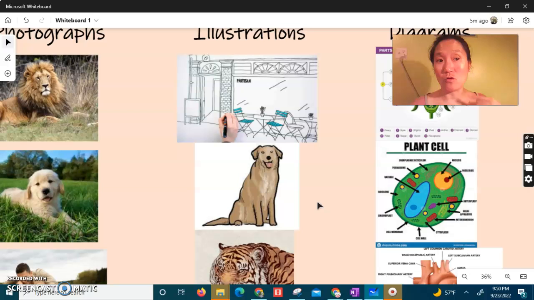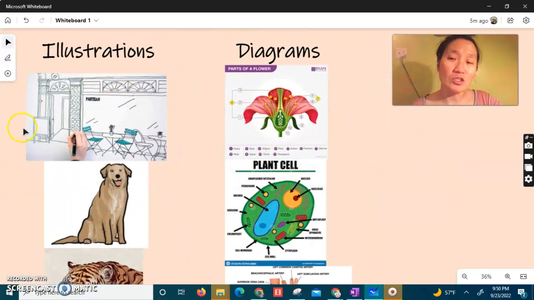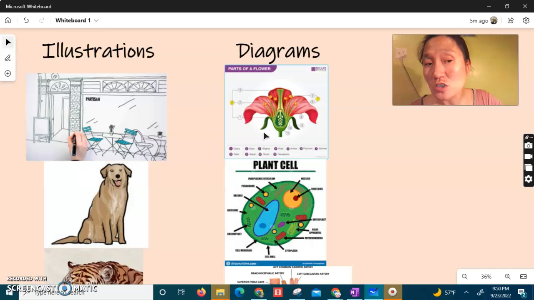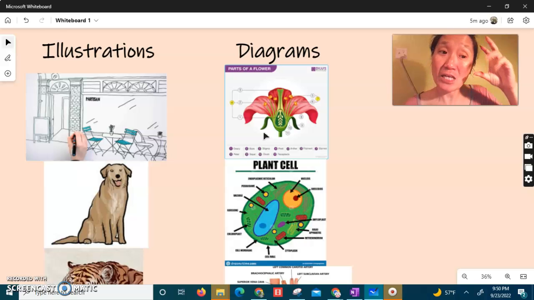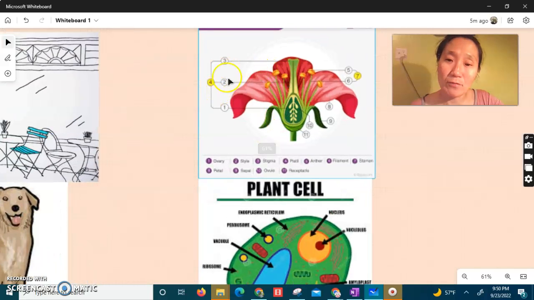Now, the third category of picture that you will run into is called a diagram. Okay. Now, diagrams and illustrations look similar because a diagram is usually drawn by hand, because that picture right here, the parts of a flower, that is not just a picture of a flower. Now, a diagram could be a picture of a flower with labels. So you take a picture and you label it. So if I zoom in here, you will notice that there are labels. 1, 2, 3, 4, and they tell you what they are.